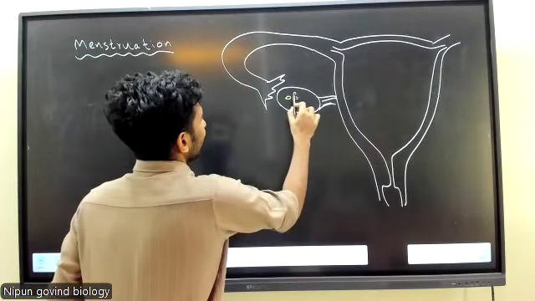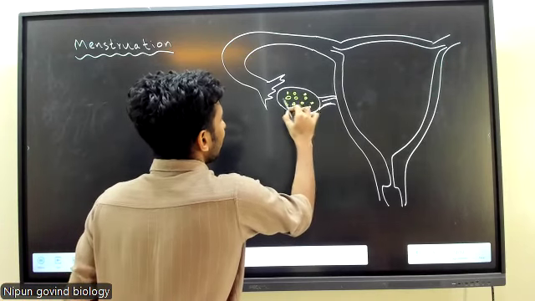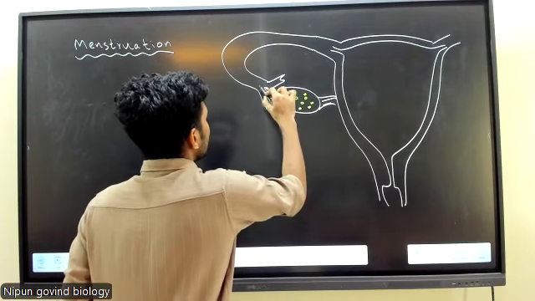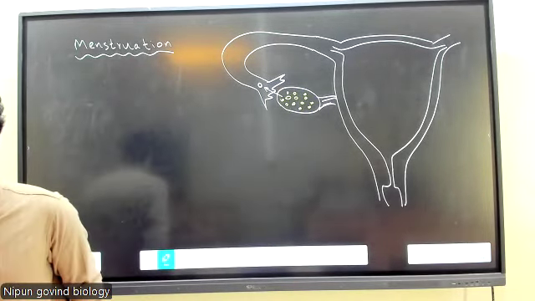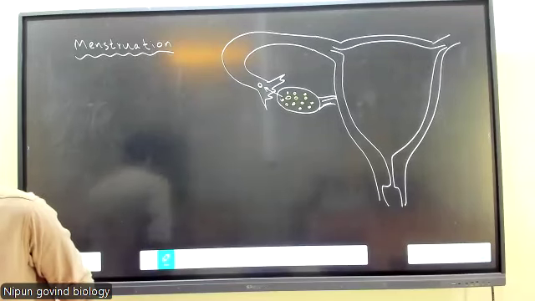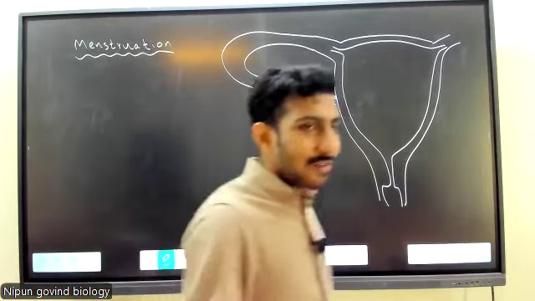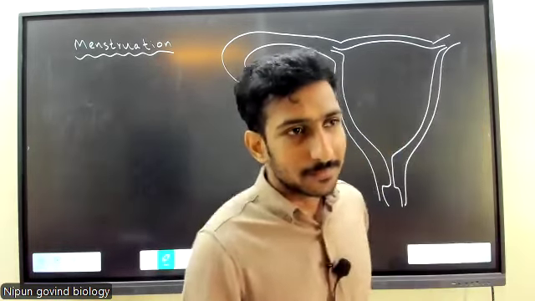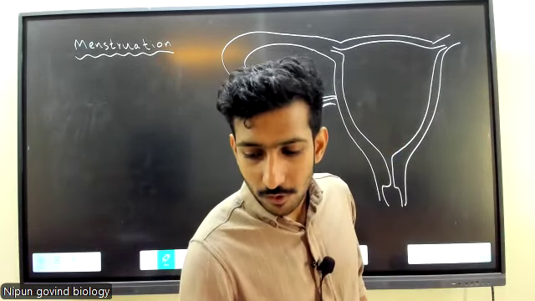Come on. Ovum, right? Immature eggs. In every month, one ovum will be released. This is an ovum, right? In every month, one ovum will be released. Release of ovum from the ovaries is called, can anyone say? Ovulation. Very good. Release of ovum from the ovary is called ovulation.